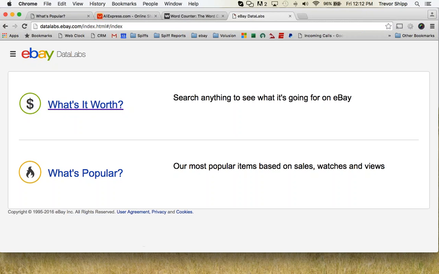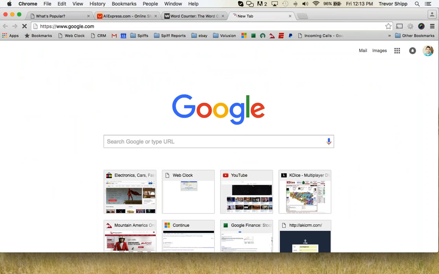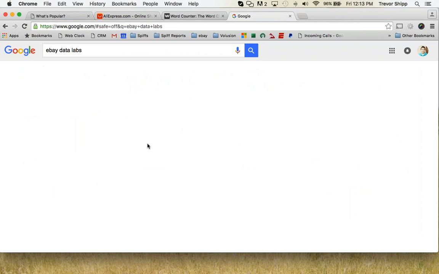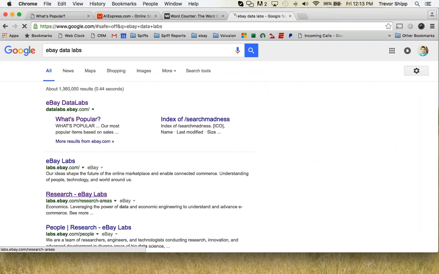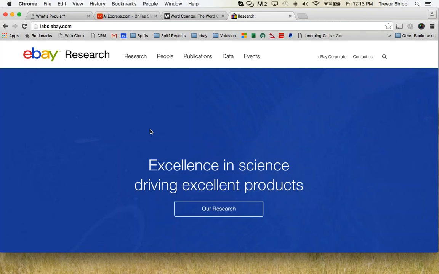This is their two main tools right here: the What's It Worth and the What's Popular. That's datalabs.ebay.com. But they have this other research division, so I'll find that and share it with you guys later. I can usually find it right away. Okay, I'm not going to give up that easily. Here we go. Sorry, it's labs.ebay.com. That's what it is. Labs.ebay.com, Peter, if you're interested in looking at more of their stuff. eBay research.